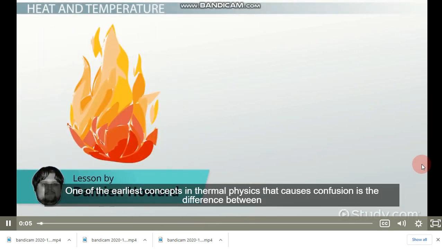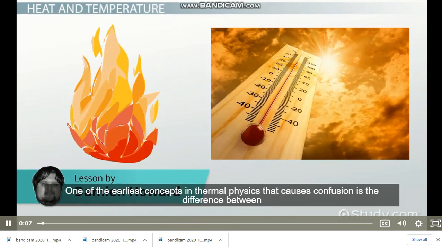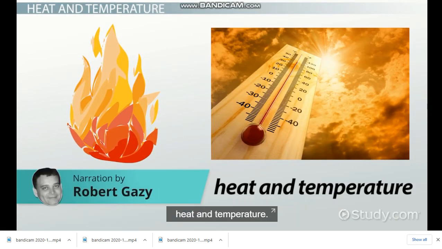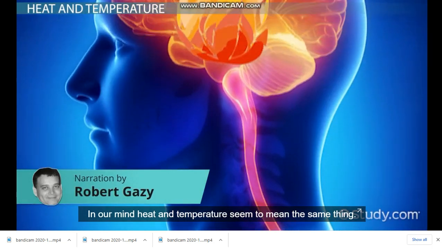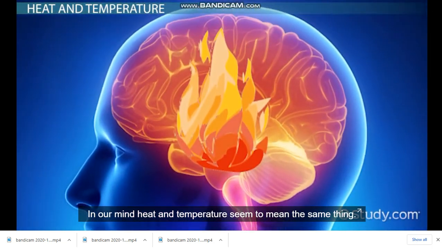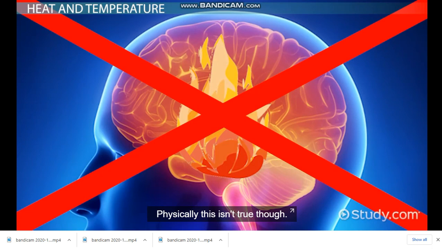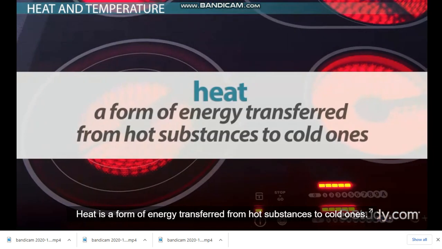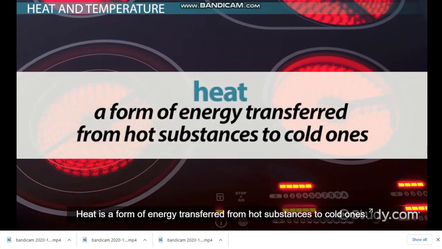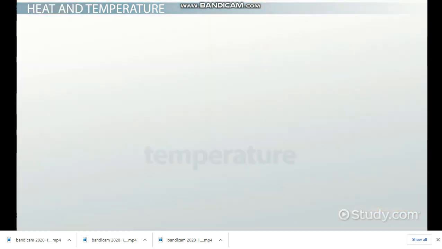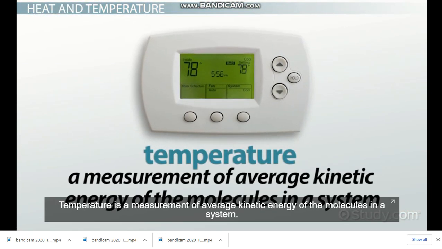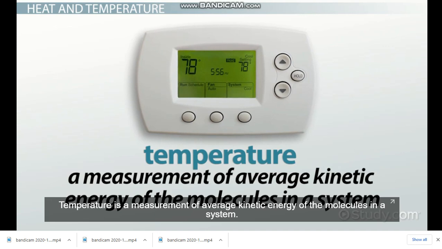One of the earliest concepts in thermal physics that causes confusion is the difference between heat and temperature. In our mind, heat and temperature seem to mean the same thing. Physically, this isn't true, though. Heat is a form of energy transferred from hot substances to cold ones. Temperature is a measurement of average kinetic energy of the molecules in a system.